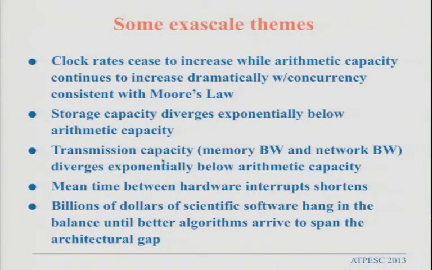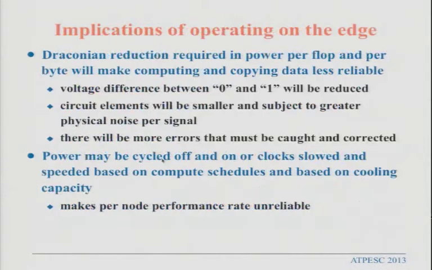So what are the implications of operating on the edge like this? There's this draconian factor of power reduction per flop, at least a factor of 20, that will make copying less reliable, and even computing less reliable because of the voltage difference shrunk to near noise. And there'll be more errors that must be caught and corrected, either by the hardware or the system software, or by us. I claim we may want to do a lot of that. Power may be cycled on and off, and performance will be unreliable on a per core or per node basis, and that sinks all this bulk synchronous software that we have. It really wouldn't be hard to expand in a weak scaling way.